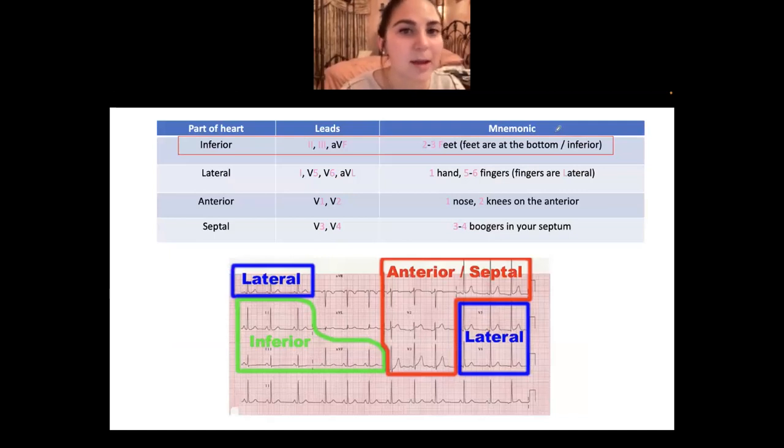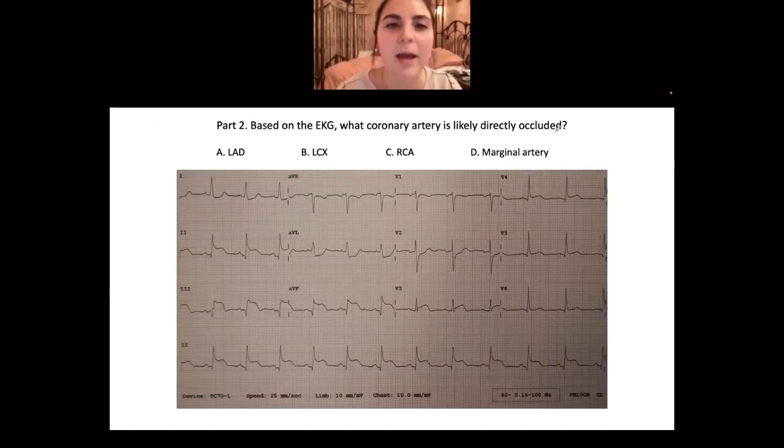All right. So this is part one. So the dude has an inferior wall MI. You guys got that right. Put it here. Part two. So this is the same EKG.